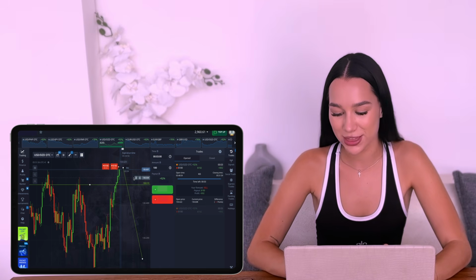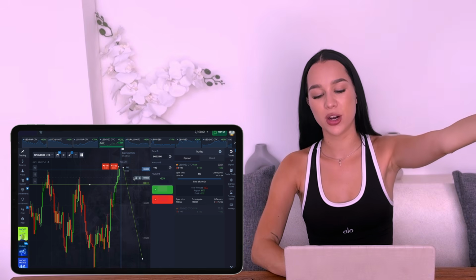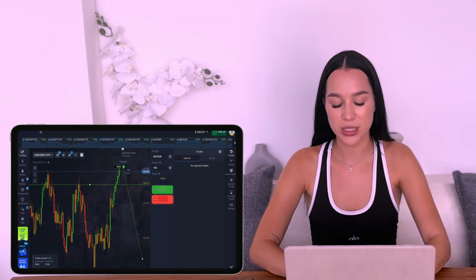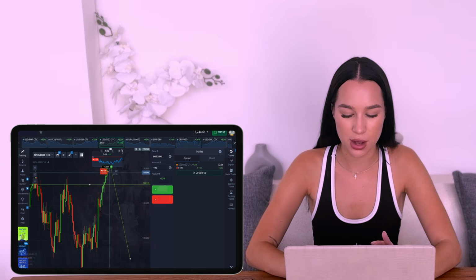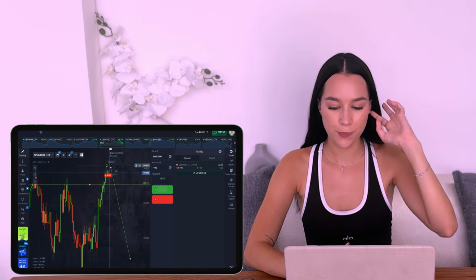Oh my God, what's going on? 3, 2, 1, and we're closing these 2 trades. Here it is. We're going to open another sell trade here, of course. I think now it's going to be a stronger move though.